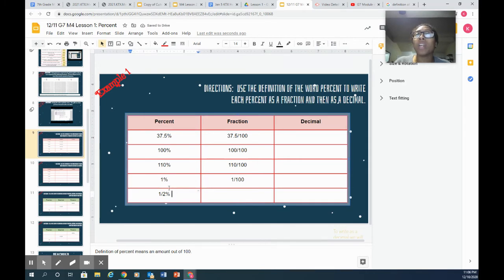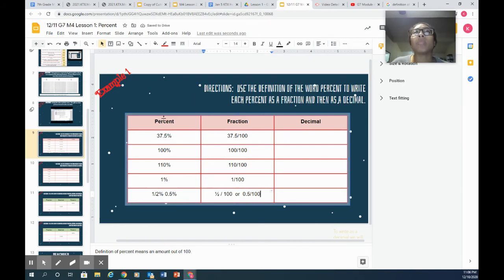Now, for this 1/2%, how do you think we would write that? Yes, we could write this as 1/2 over 100, and that's a complex fraction. We could also think about what 1/2 looks like as a decimal. Well, 1/2 looks like 0.5. So we could actually write this also as 0.5 over 100.